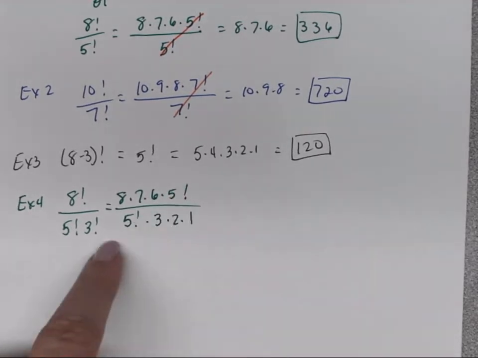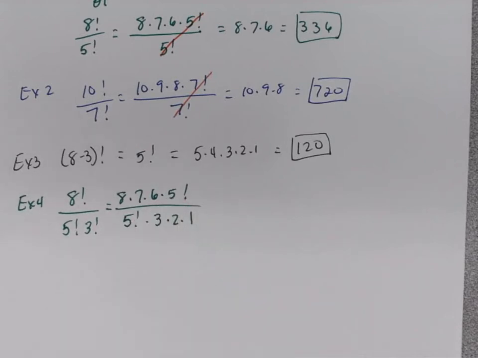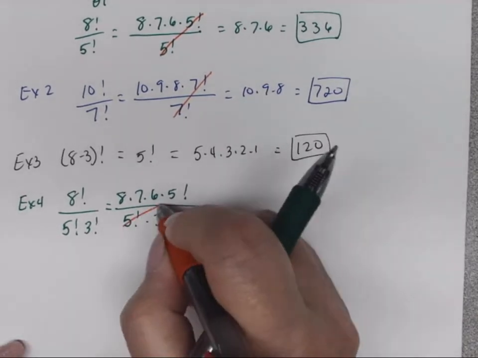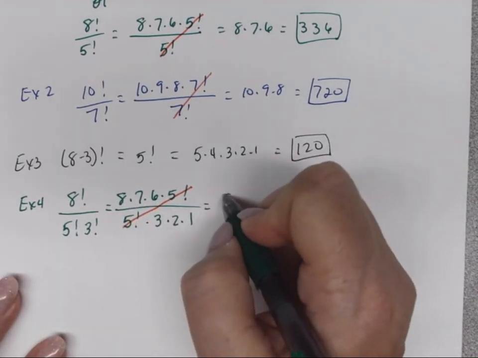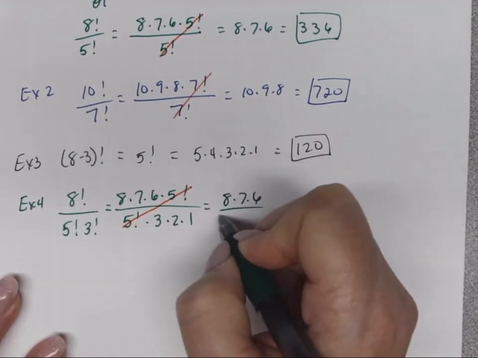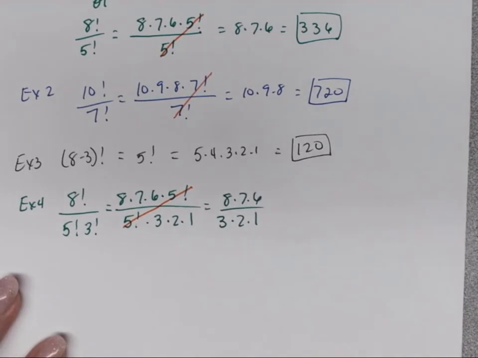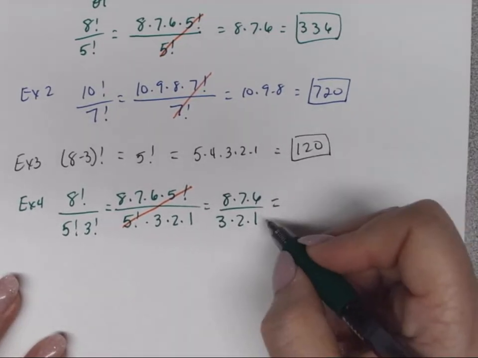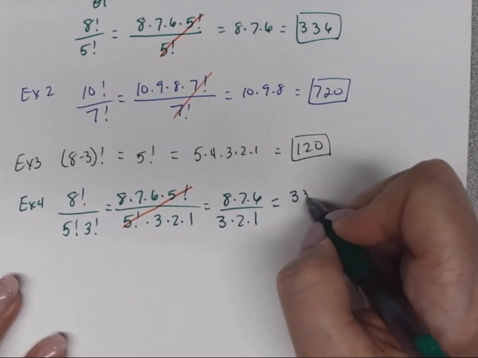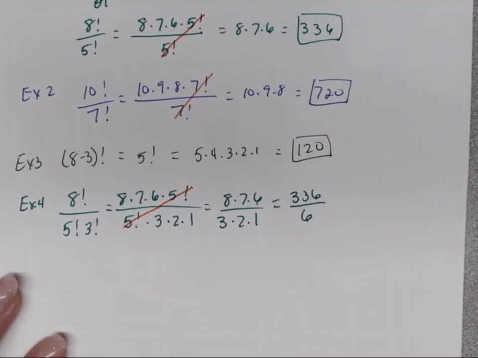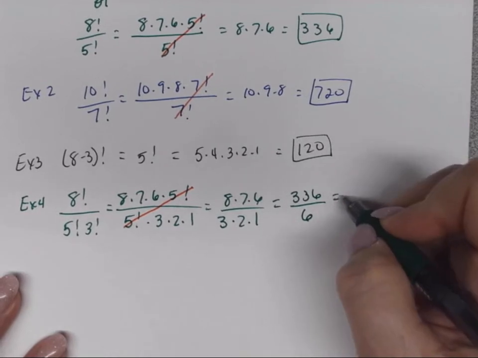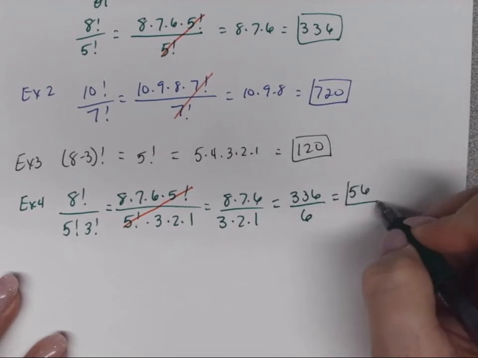You can only cancel from the top. If you're doing the bottom part, you want to pick the bigger ones so you write out fewer numbers. So in this case, our 5 factorials will cancel each other. On the top, we have 8 times 7 times 6, and on the bottom, we have 3 times 2 times 1. Well, 8 times 7 times 6 is 336, and 3 times 2 times 1 is 6. 336 divided by 6 is 56.